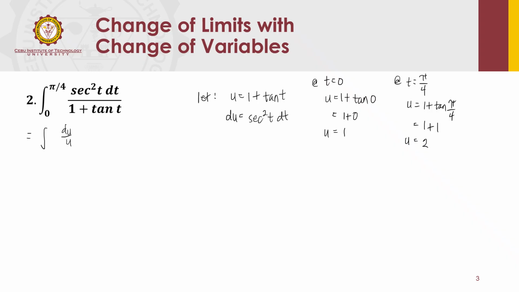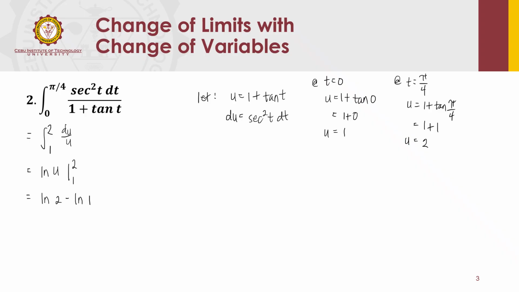Okay, so we evaluate this from 1 to 2. So the integral of du over u is ln of u, and then evaluate from 1 to 2. So ln of 2 minus ln of the lower limit 1.